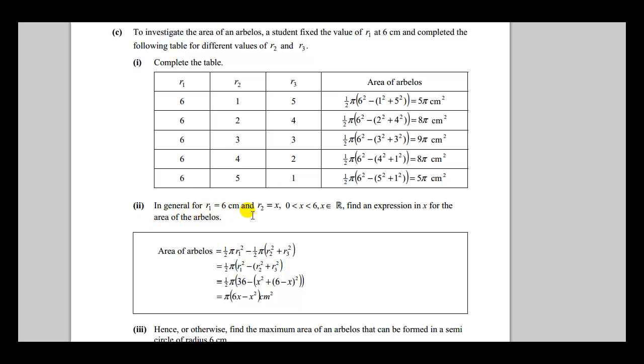In general, for R1 equals 6 centimeters and R2 equals x, where x is some number between 0 and 6, well, that makes sense, because R2 is the radius of one of the smaller semicircles, and that radius has to be less than the radius of the big semicircle if this smaller semicircle is to fit into the bigger one, of course. Find an expression in x for the area of the Arbelos.